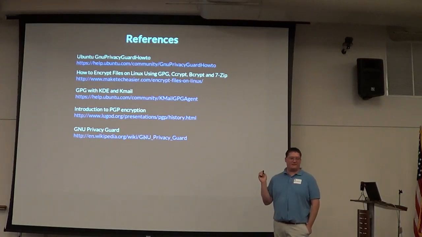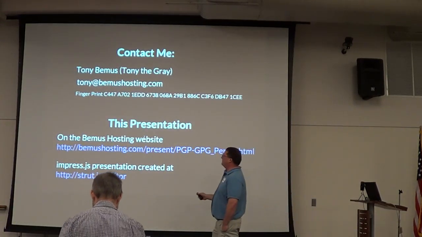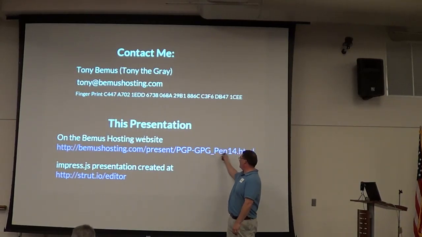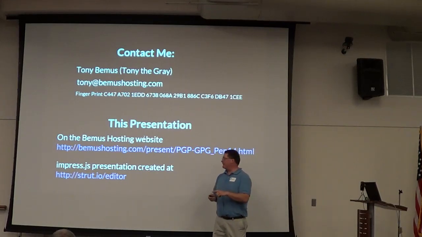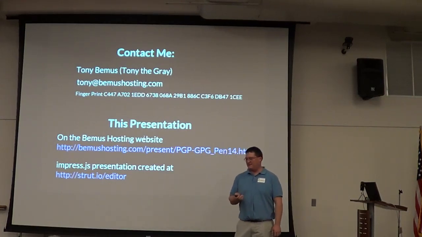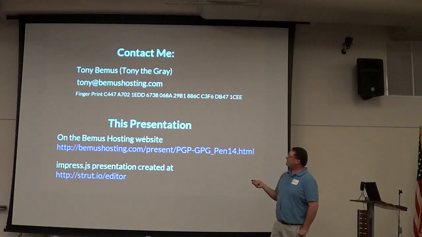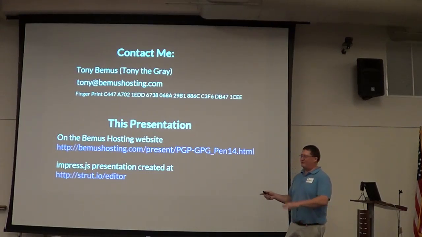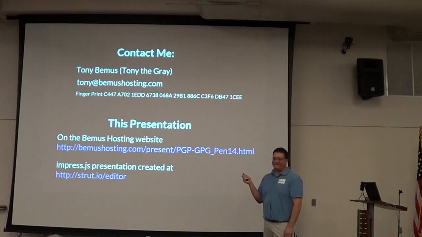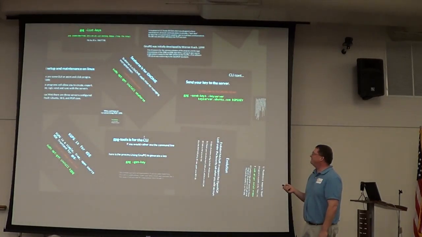The best way to get this info is on my website, bemushosting.com. On the security tab, you'll see I have a link right to it, so you don't have to type out this whole thing to find it. My presentation used the Strut.io editor. It's impress.js. I think it's cool how it does this. There are different types, and you can have it spin around, and I'm sure you saw some of them flying back and forth. But again, here's my fingerprint. I'll sign my key. And that's it. Cool.